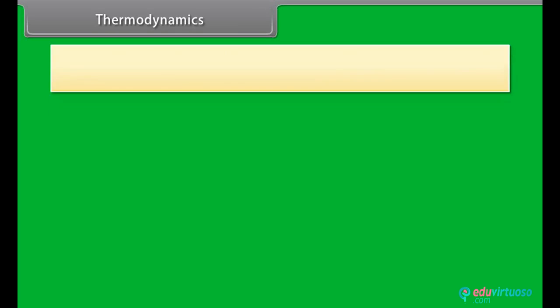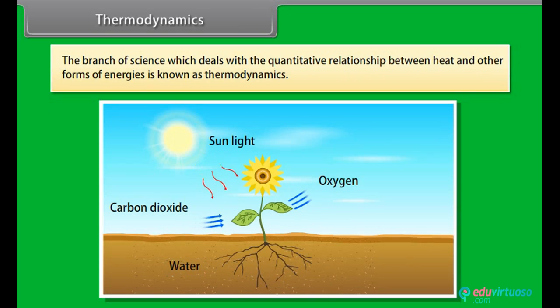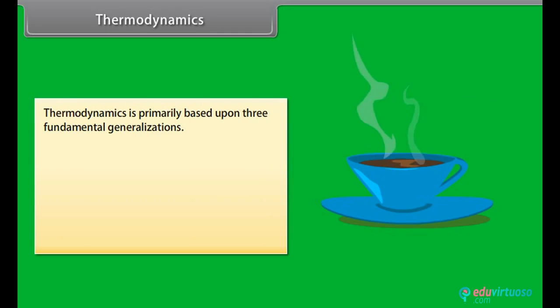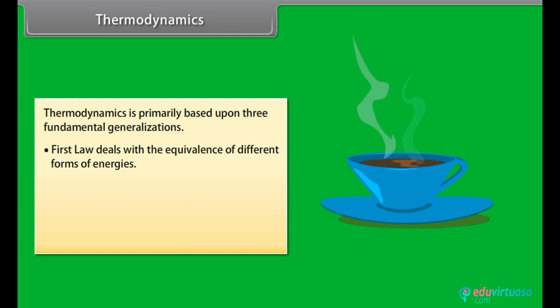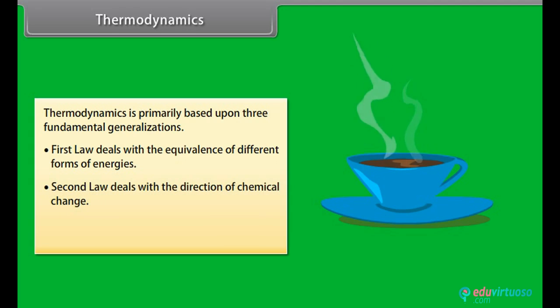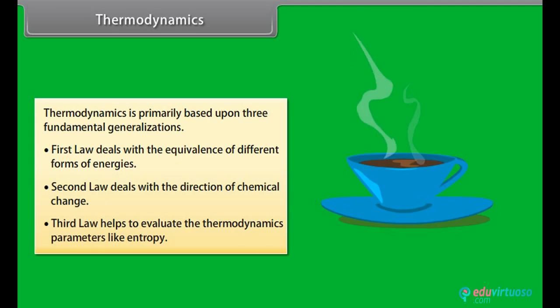Thermodynamics. The branch of science which deals with the quantitative relationship between heat and other forms of energies is known as thermodynamics. Thermodynamics is primarily based upon 3 fundamental generalizations. First law deals with the equivalence of different forms of energies. Second law deals with the direction of chemical change. Third law helps to evaluate the thermodynamic parameters like entropy.